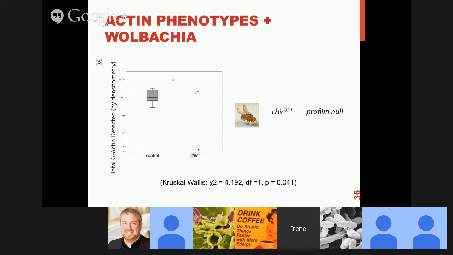We then went on to characterize the amount of actin that was in these fly tissues. So we dissected the ovaries of the fly, homogenized the tissues, and passed them through an ultracentrifuge, so really fast spinning, to separate the F and G actin. Then we quantified the amount of G actin by densitometry using Western blot with anti-actin. What you see here is that in our control flies we can consistently detect a fair amount of G actin, but using this method it was more difficult to detect G-actin in our profilin null heterozygous mutants. So there's a statistically significant decrease in the total amount of G-actin in these flies.